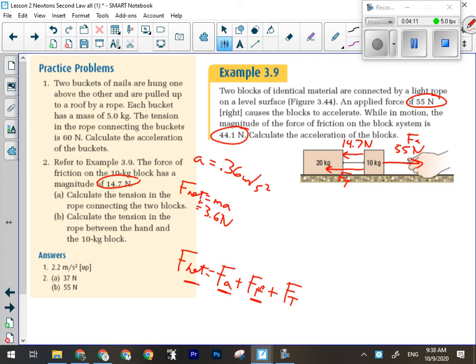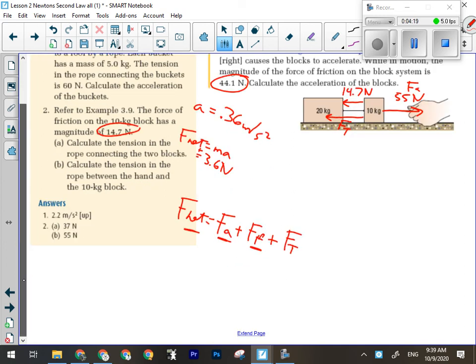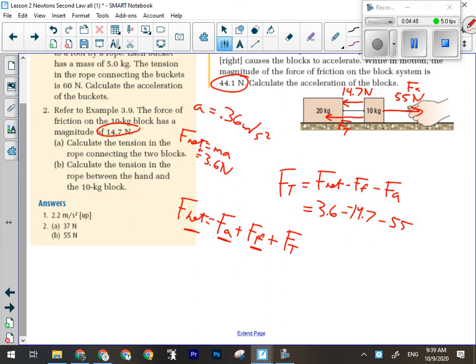Like I said, in every question you do, you're going to do both methods of net force: vector sum of all forces and m times a. So I'm going to manipulate this for Ft, or the tensional force. That's going to be F net minus the force of friction minus the applied force. Now, direction matters here. Forwards is going to be positive. My net force is forwards, so that's positive 3.6 minus negative 14.7, because friction's acting backwards, minus 55. That's the positive forward force.